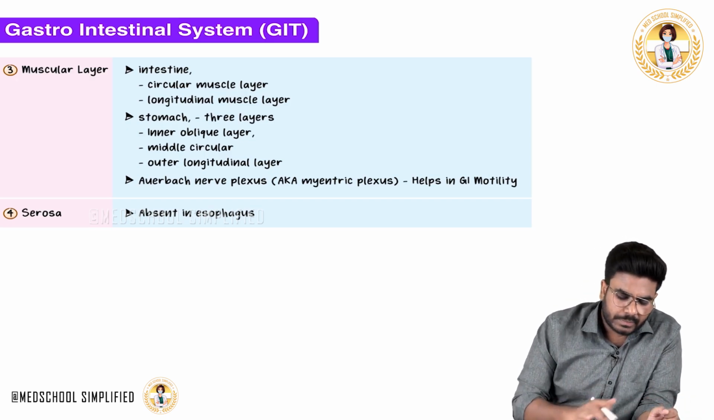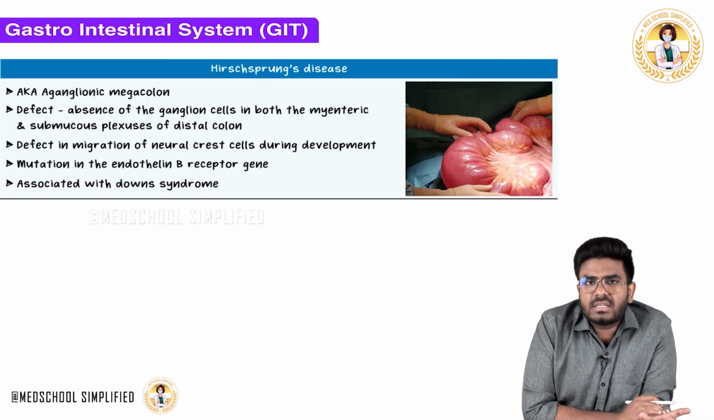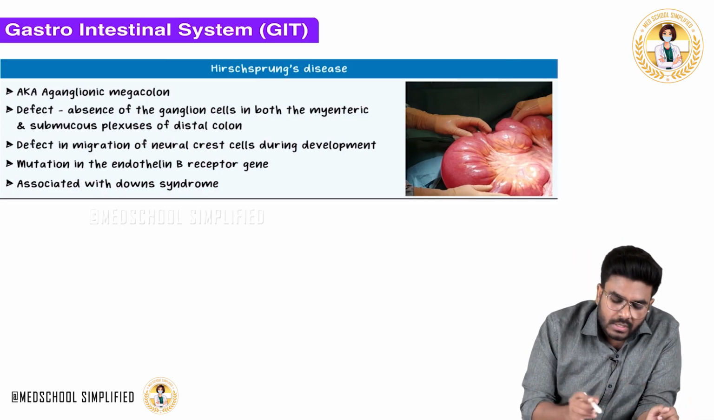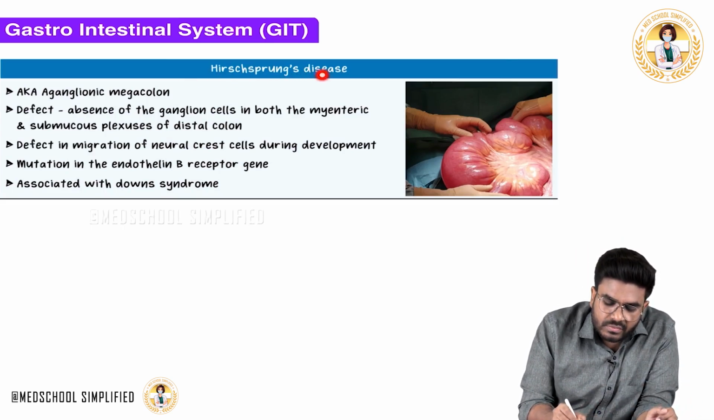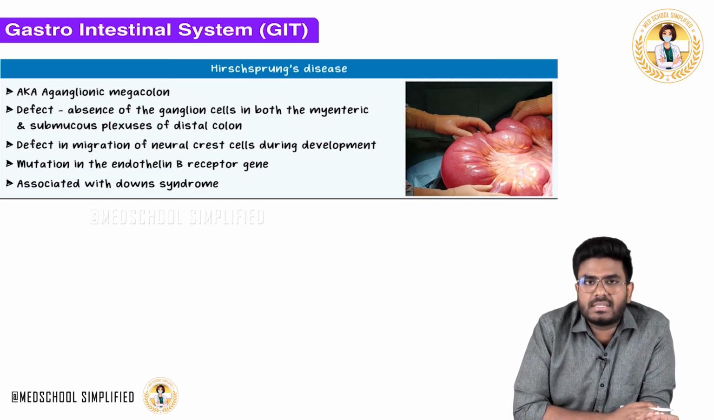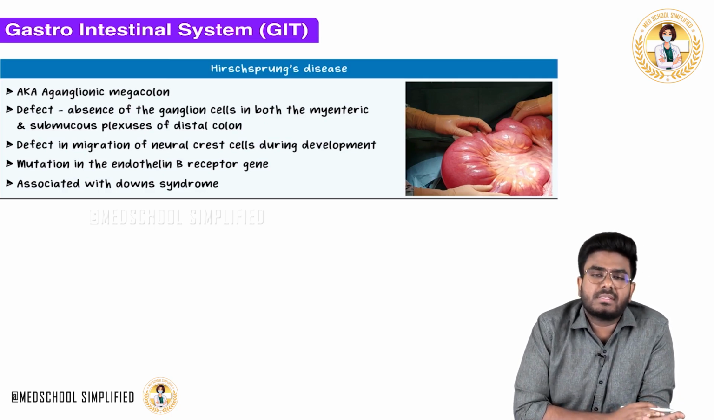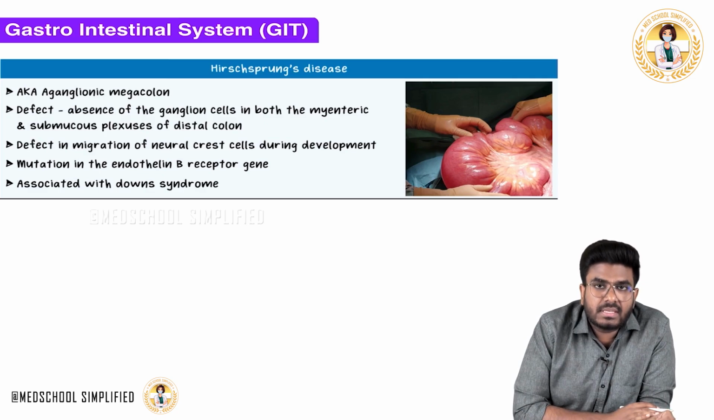Okay, done. Now, after this, let's discuss one clinical correlation. What is the name of the disease? The name of the disease which we are going to discuss here is called Hirschsprung disease. So, what is happening in this Hirschsprung disease?